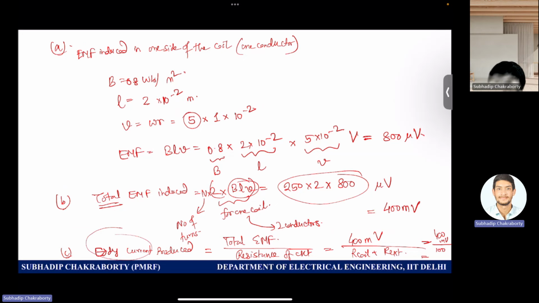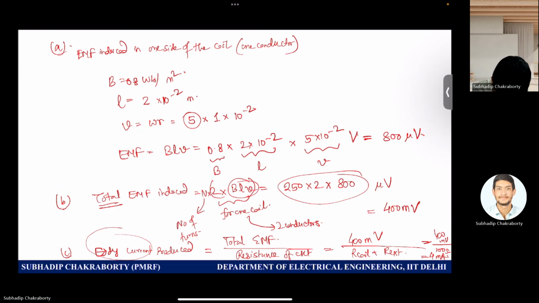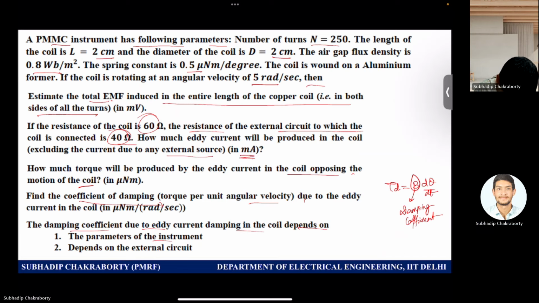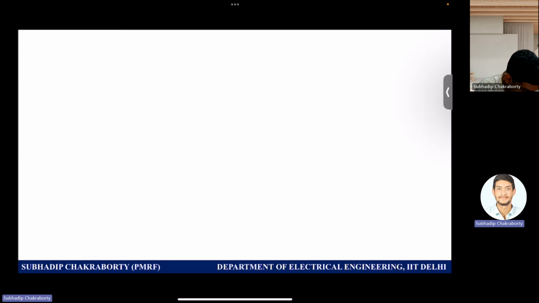So how much is the eddy current? 4 milliampere. Sorry, four milliampere, because the answer is asked in milliampere, so you write only 4, because it is itself asking in milliamps. So 4 milliamps. Now let us see what the next part is asking.